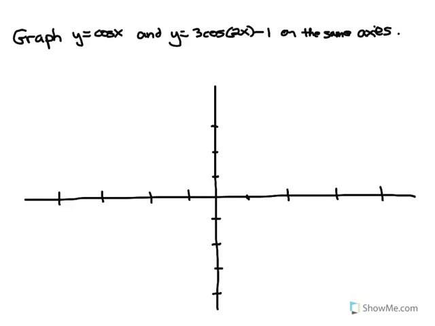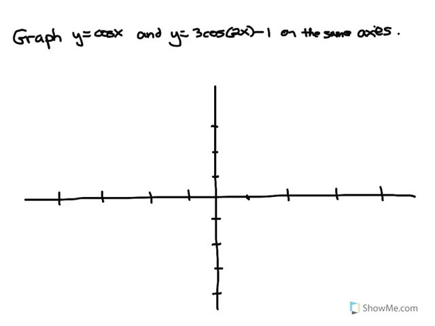It also involves some transformations, so let's read what we have to do. It says graph y equals cos x and y equals 3 cos 2x minus 1 on the same axes. We're also going to take note of what the new period is, what the new amplitude is, and what the phase shift is, so the different transformations that are actually happening.